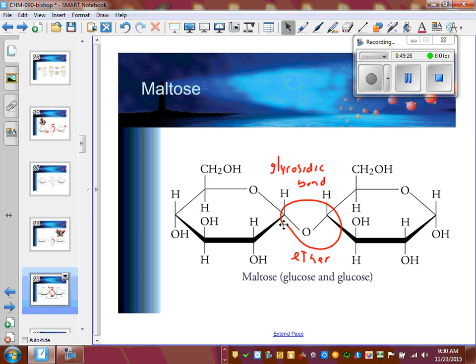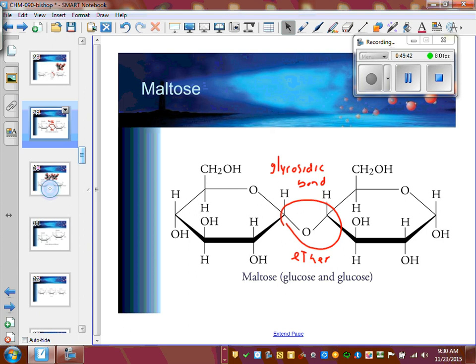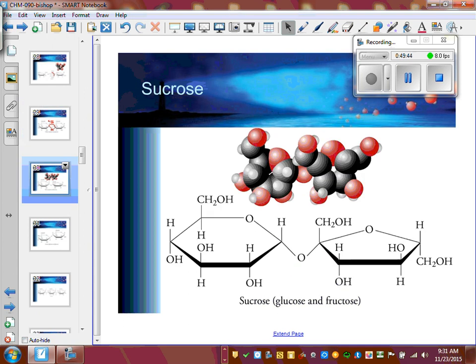Now that was the one that you had if you put a piece of raw potato on your tongue. After a while, it changes the flavor. Well, that's the sugar you form, maltose. What if we take glucose and fructose and join them? Glucose and fructose makes a disaccharide called sucrose. That's your common table sugar.